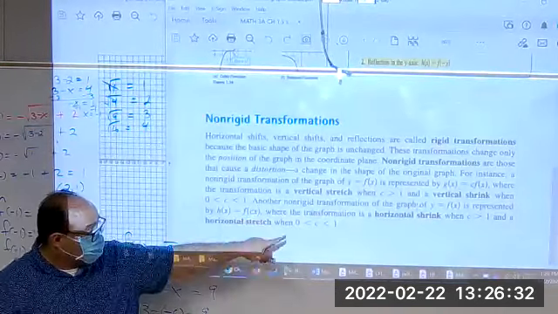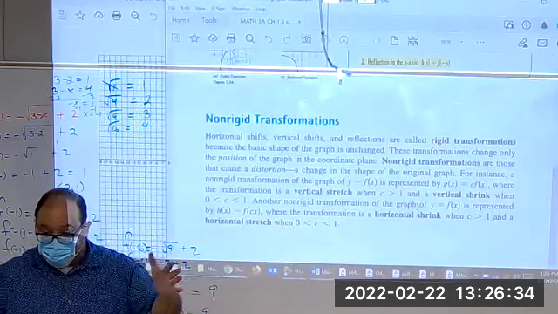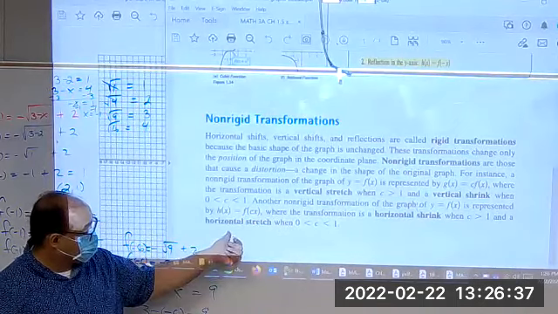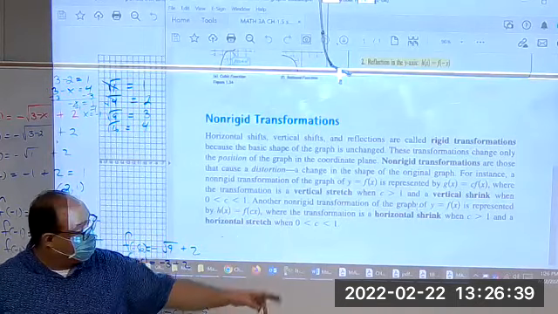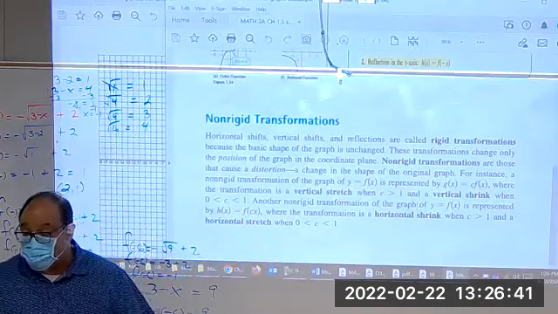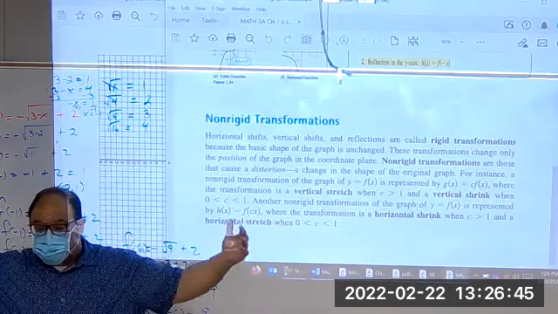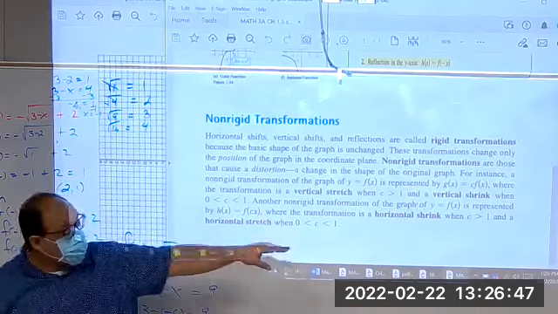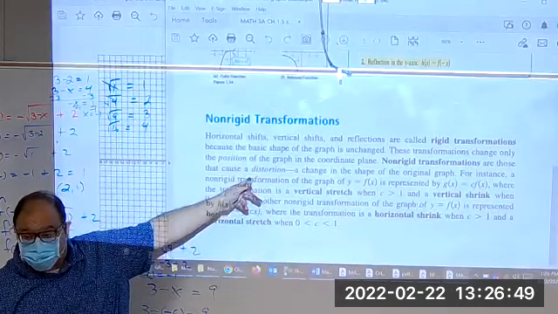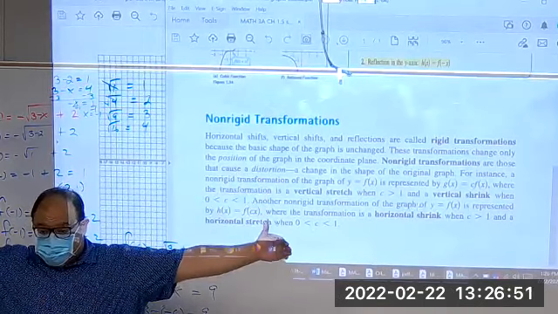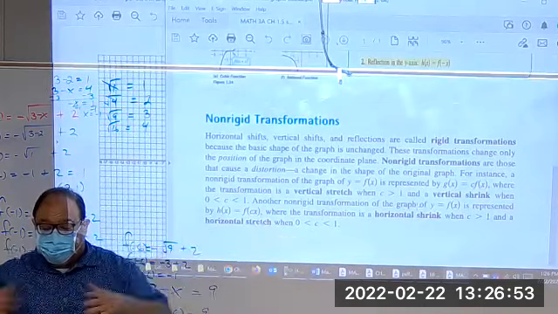Transformation of the horizontal shrink, if it's greater than 1. Horizontal stretch, if it's between 0 and 1, less than absolute value. And that just means it's stretched this way, and that's kind of like the backwards of the vertical, because it takes longer to achieve that many numbers.